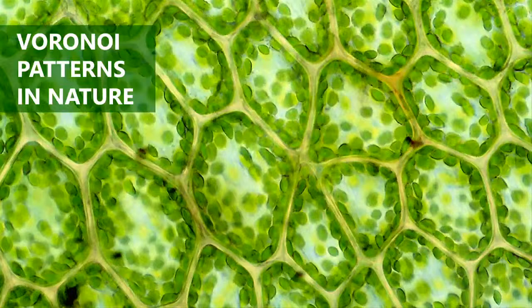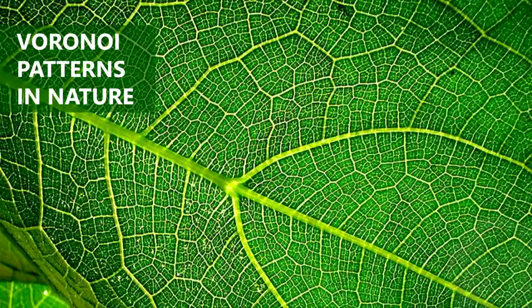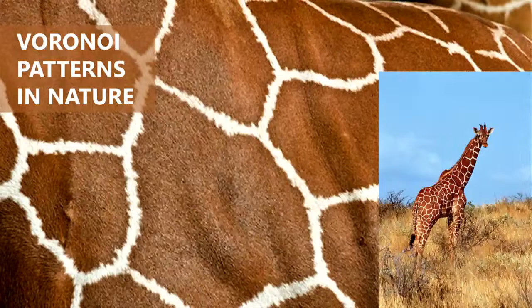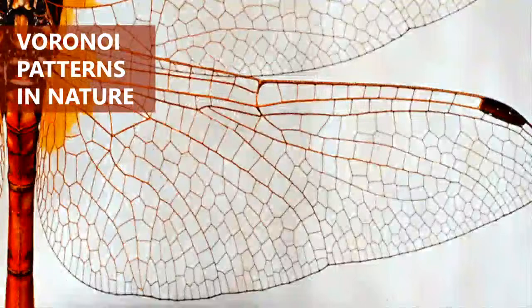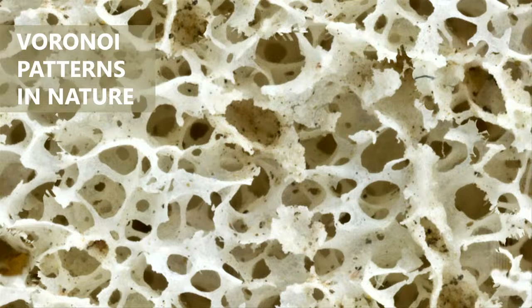Cells and plants. The way leaves grow. Corkwood, it's the way that biological tissue grows. Even the patterns on giraffes can be described by Voronoi patterns. And the wings of dragonflies. Bone, this is a microscopic look at bone, or a small scale look at how it's composed.